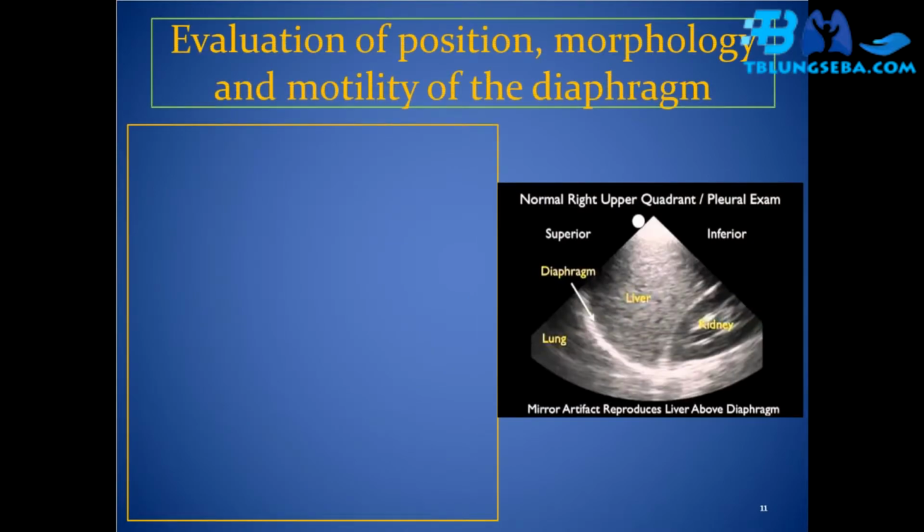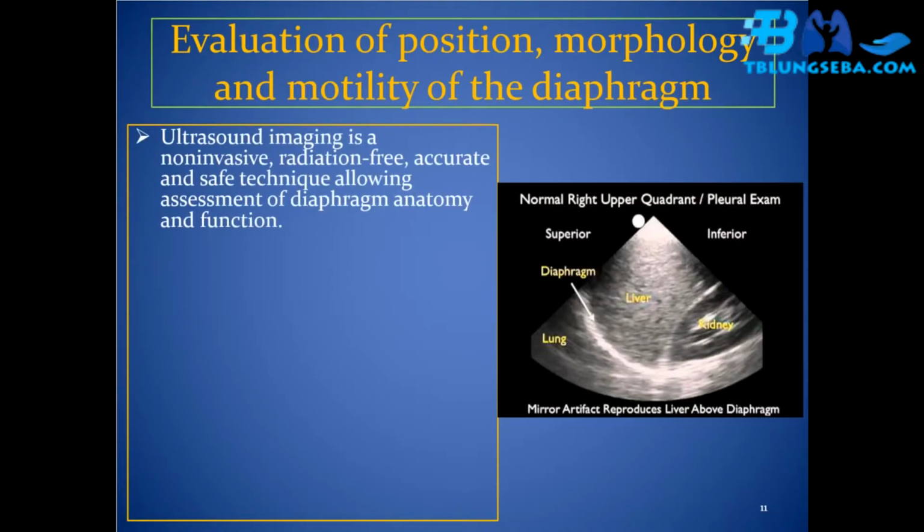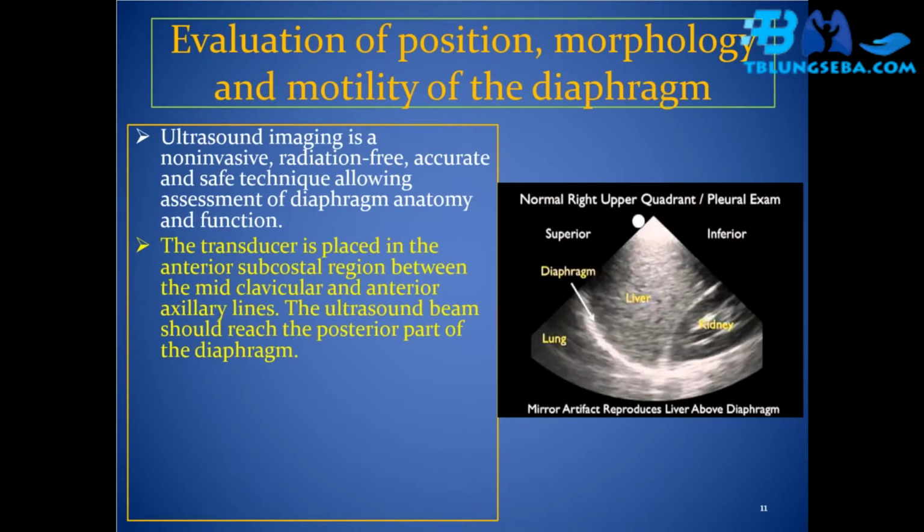Evaluation of position, morphology and motility of the diaphragm. Ultrasound imaging is a non-invasive, radiation-free, accurate and safe technique allowing assessment of diaphragm anatomy and function. The transducer is placed in the anterior subcostal region between the midclavicular and anterior axillary lines. The ultrasound beam should reach the posterior part of the diaphragm.